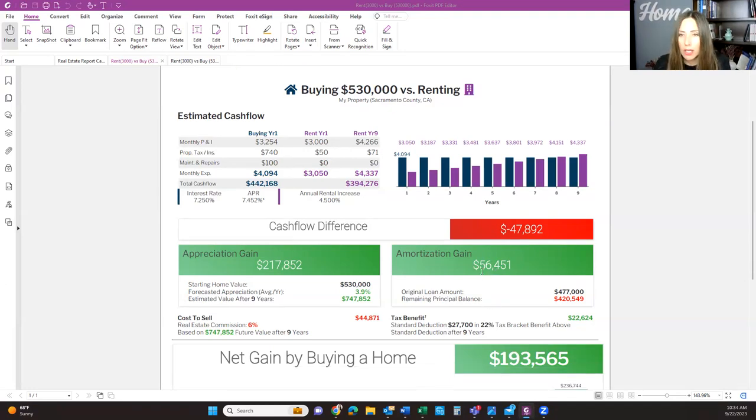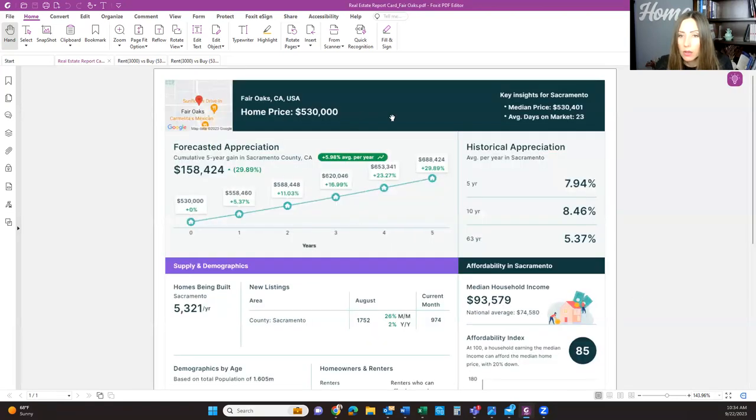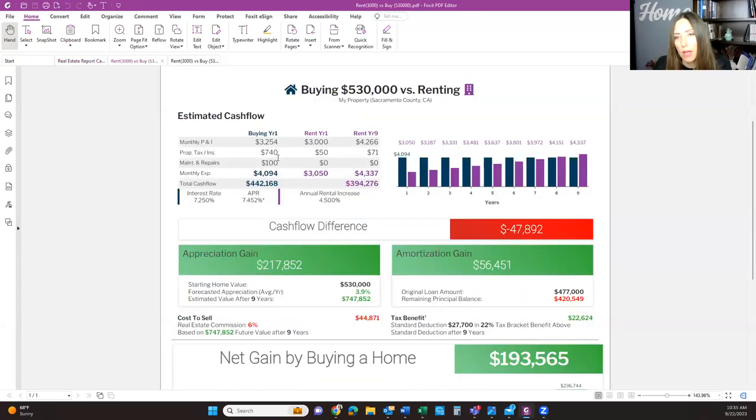So your amortization gain in 9 years, you can see here, is $56,000, assuming, and I put in here forecasted, I made this a custom appreciation of 3.9%. As we saw on the real estate report card, the appreciation is actually expected to be much higher than that. But I'm just saying, let's be conservative. So when we're conservative and we look at the numbers and we use 3.9% as the appreciation, look at your estimated value over 9 years.